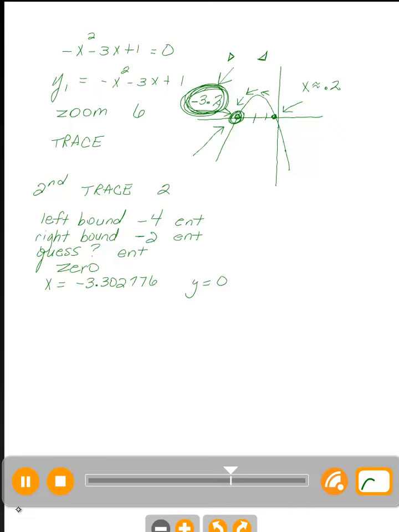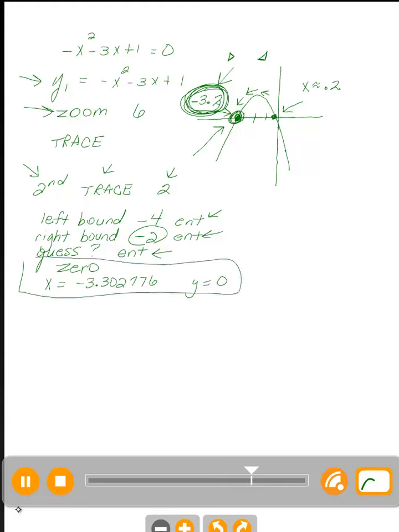Again, my steps were: I typed my equation into y1, I zoom 6'd it, and I looked for an approximate value by using trace, just a decimal answer, which helps me set my left and right bound. Then I did second trace 2. I entered negative 4 for the left bound and pressed enter. I entered negative 2 for the right bound and pressed enter, and then I pressed enter one more time for the guess, and it displayed this answer.